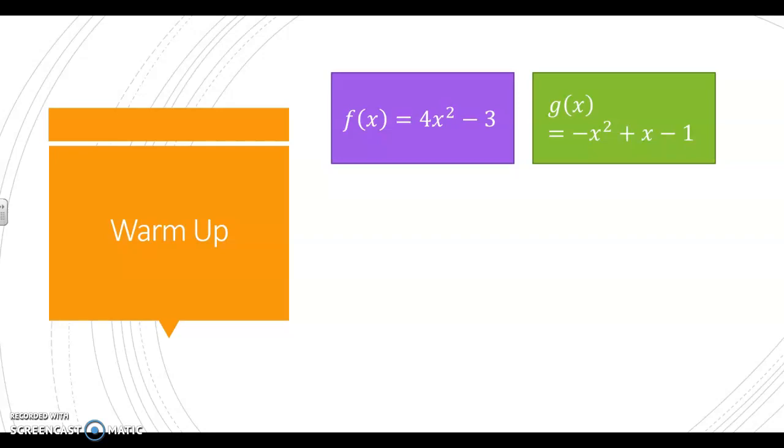So for the warm-up, I want you guys to find f plus g of x as well as f minus g of x. So go ahead, pause the video, take a minute, work those out, and then we'll do them together.